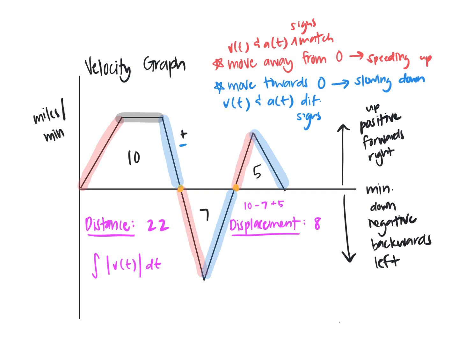For displacement, what would I change about what I wrote there for distance? Any ideas? How would I change this integral to be for displacement? The absolute value. I would just take the absolute value out. It would just be the integral of our velocity function. And that's it. So distance is your absolute value. Displacement is just whatever it is. If it's above, it's positive. If it's below, it's negative. Okay?